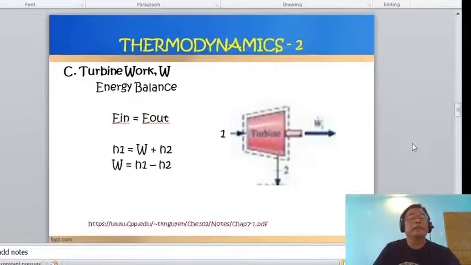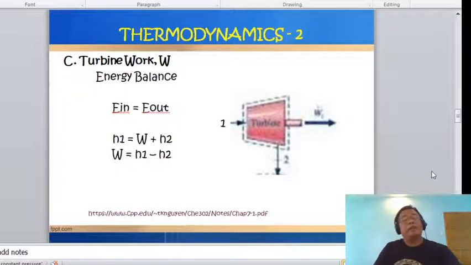Okay? Next. So, another we have here is the turbine. Okay? So, isolating again the turbine, once we isolate this turbine, the consideration that we are going to use is constant pressure. But if it is all connected, of course, the process inside the turbine is isentropic. Okay? So, again, class, energy in is equal to energy out.